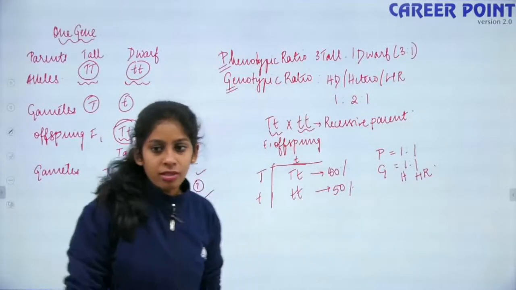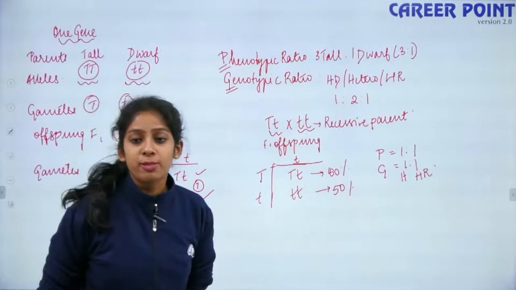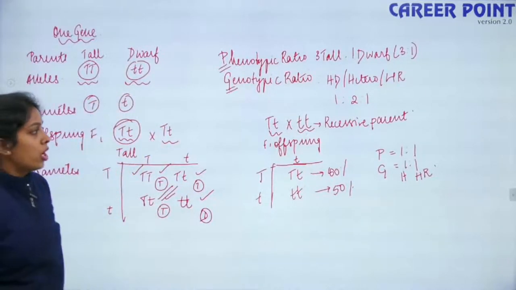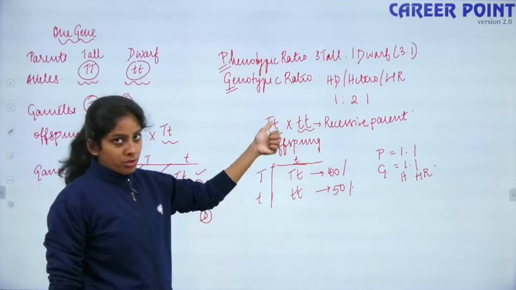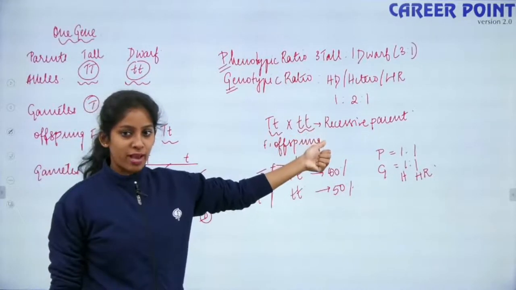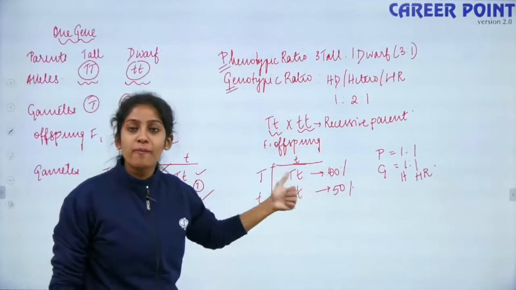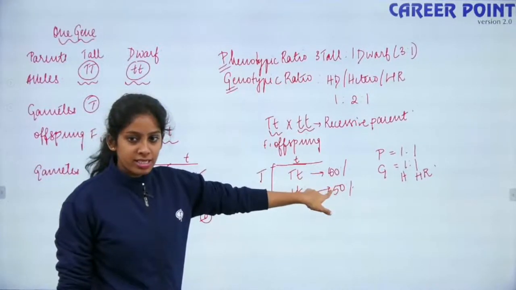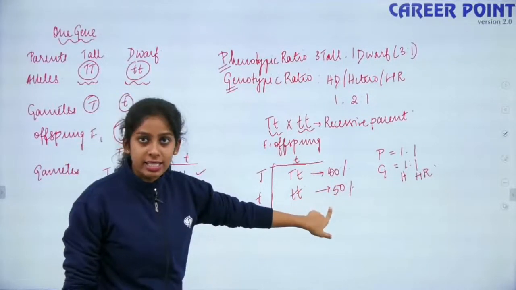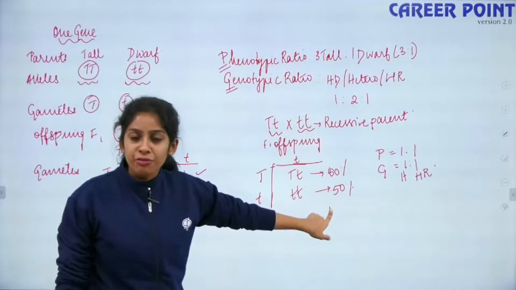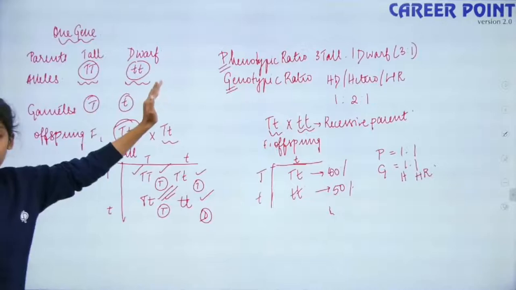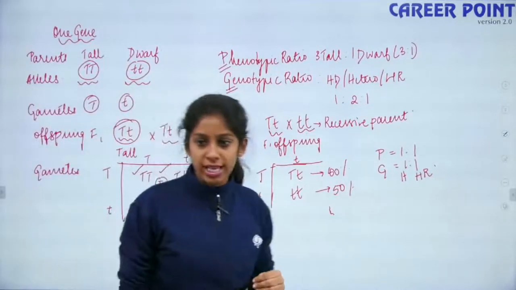A test cross is a way to explore the genotype of an organism. This is my offspring, right? If I cross it with a recessive parent, I get to know which were my parents. Here I say 50% is like this, 50% is like this. So the parents were half tall, half dwarf. One parent was tall, one parent was dwarf, right? That is what I am trying to explain.